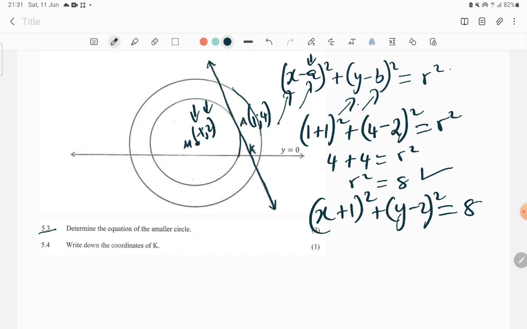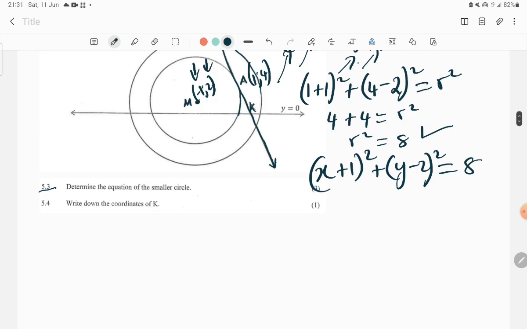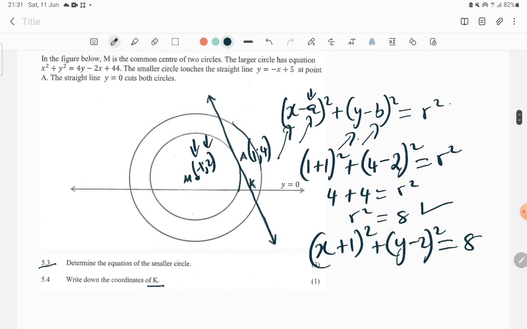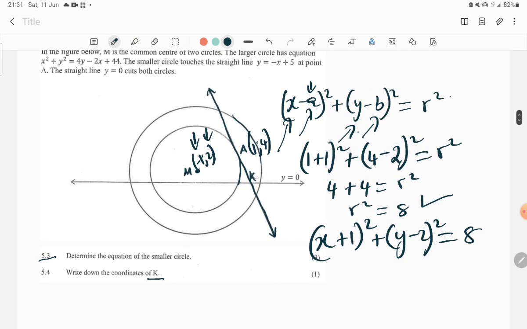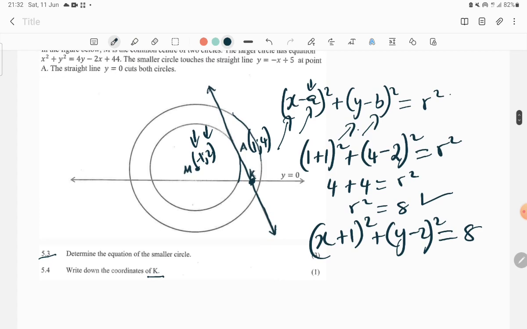Moving to this question, which is question 5.4: calculate the coordinates of K. Coordinates of K, you will see that it is the x-intercept of the tangent of this circle, which, now that we do have the equation of it, is y equals negative x plus 5. Now you need to remember that in the x-intercept, y is equal to 0.